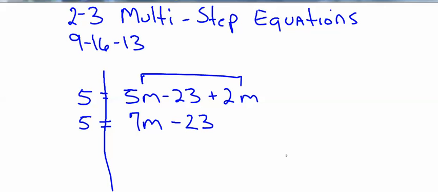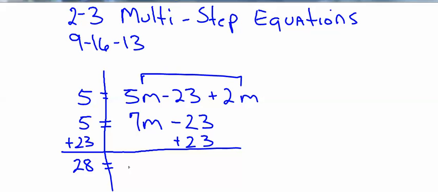23. All right, and now it's a two-step equation that we did Thursday. So add 23 to each side. And what's that? 28 equals 7m divided by 7. 4 equals m.